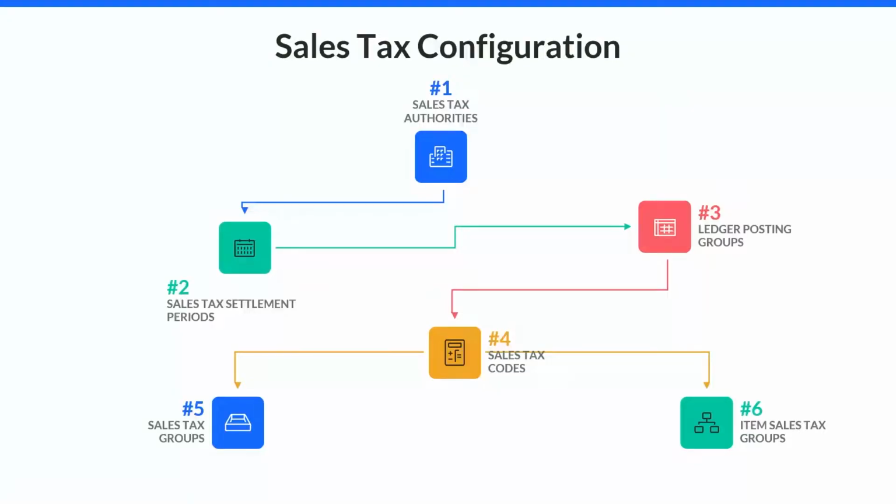Number one is you want to set up your sales tax authority. Let's say in the US, maybe it's the IRS, for example. But every country is going to have a different tax authority. So you need to know their name. You can add a description. So that is the number one thing you will need to set up in the system.